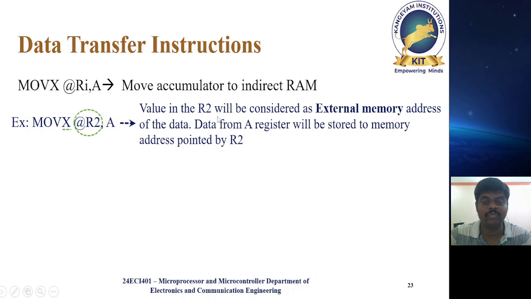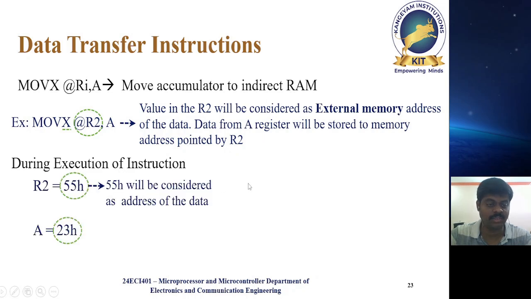We know that R2 will be holding the address of the data. In this case, that address is an external memory address of the data. So whatever value is stored in the register A will be stored to the memory address pointed by R2, which is an external memory address. This point you should keep in mind: X means that it is an external memory address. We are processing the data between the external memory address and the CPU.